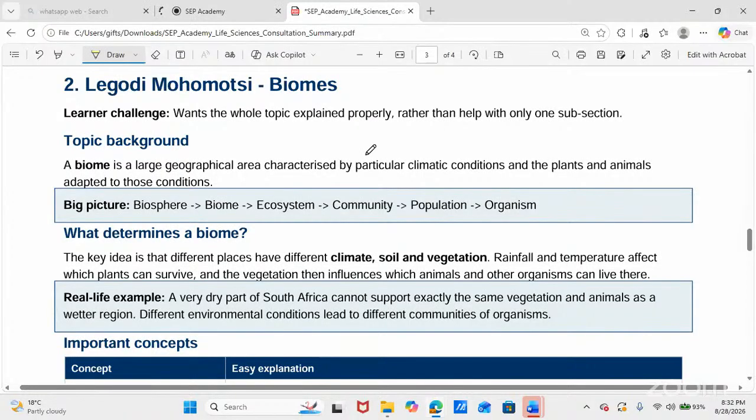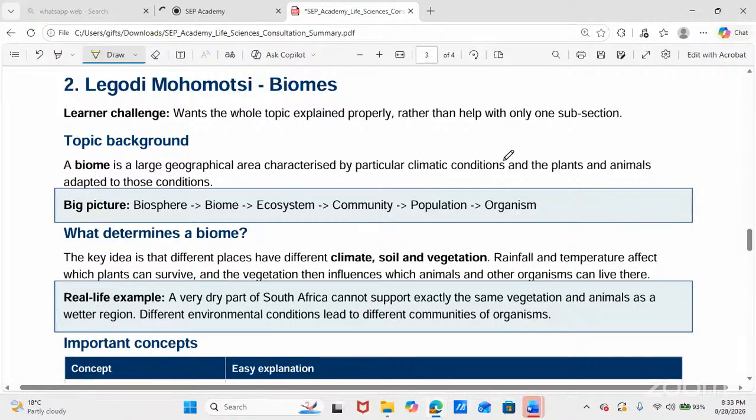So now we are going to look into biomes. A biome is a large geographical area characterized by particular climatic conditions and the plants and animals adapted to those conditions. So now I need you guys to remember that we have different places on Earth, and those different places have different climatic conditions, plants and animals. For example, you cannot live here and go to the Sahara Desert, and then when you get there, you find a mango tree, or you find a chicken there. It's not possible.